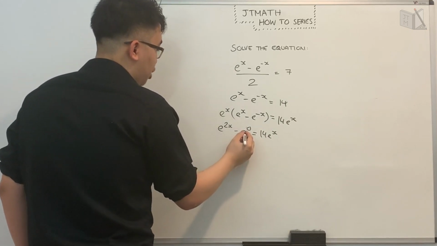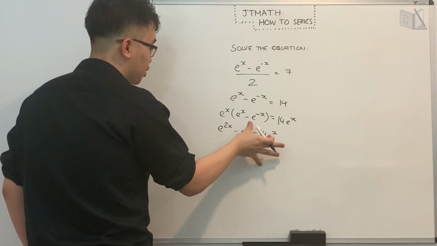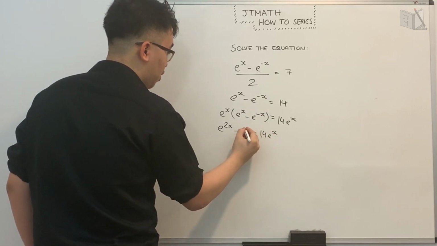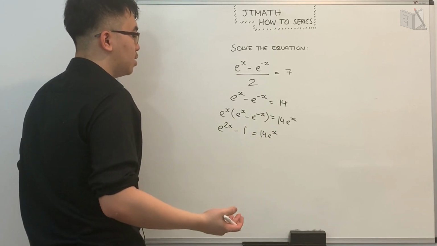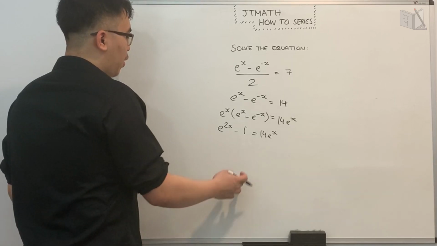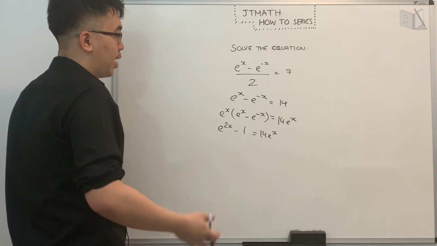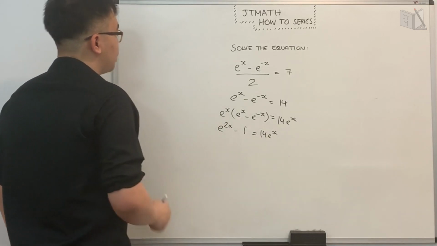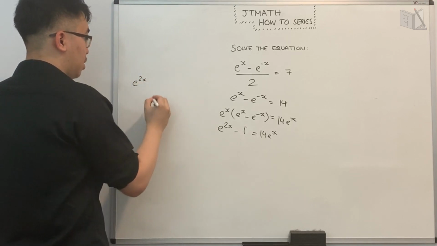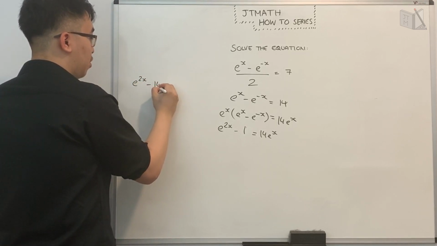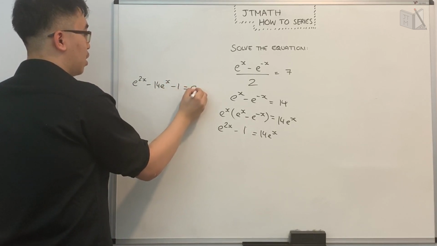And here I'm going to change this e^0 into a 1 because any number to the power of 0 is 1. So now we've got e^(2x) − 1 = 14e^x. And now I want to move this 14e^x over to the left side so that I've got one side equal to 0. So let's have e^(2x) − 14e^x − 1 = 0.